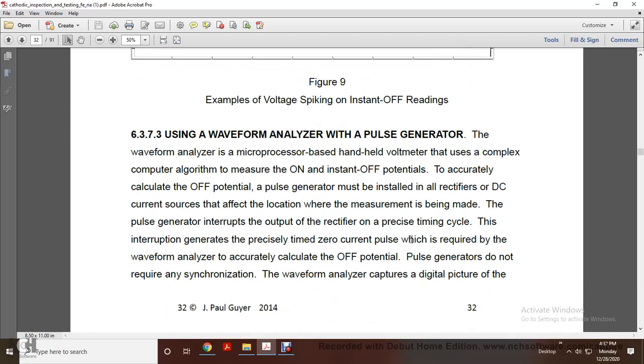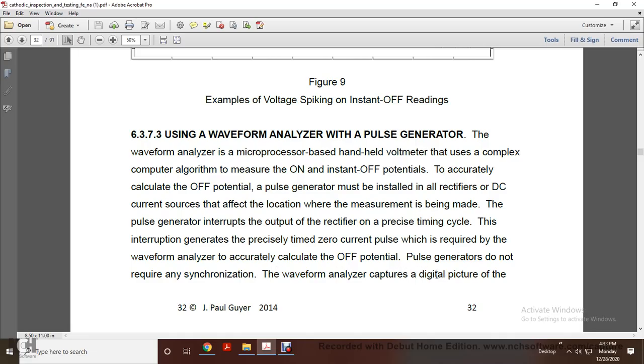6.3.7.3 Using a waveform analyzer with a pulse generator. The waveform analyzer is a microprocessor-based handheld voltmeter using a complex computer algorithm to accurately calculate the instant off potential. The pulse generator must be installed with the rectifier or DC current source that affects the location of the measurement being made. The pulse generator interprets the output of the rectifier within a precise timing cycle. This interpretation generates a precisely timed zero current pulse, which is required for the waveform analyzer to accurately calculate off potential. Pulse generators do not require any synchronization.